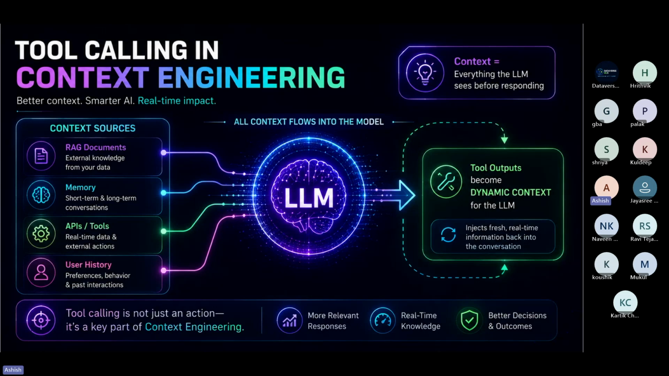The motto is more relevant responses, real-time knowledge, and better decisions and outcomes. Whatever technique we have discussed and are going to discuss, the main goal is only to have better decisions, better outcomes, and to improve the AI system. That's it. Tool calling is actually part of context engineering, because tool output injects fresh, dynamic information into the model context, and that's how it works.